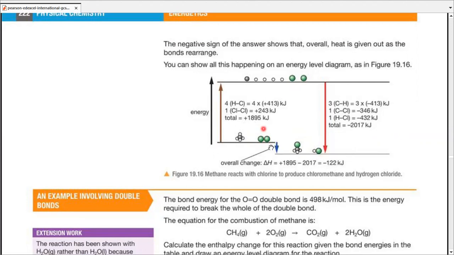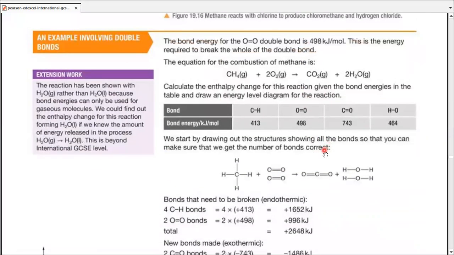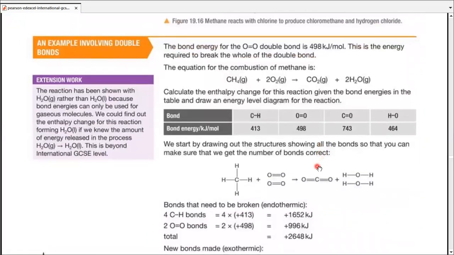All right, moving on. An example involving double bonds. Now, the bond energy, let's start with an example. The bond energy of the oxygen-oxygen double bond is 498 kilojoules per mole. This seems to be a little bigger than what we were dealing with before. This is the energy required to break the whole double bond.